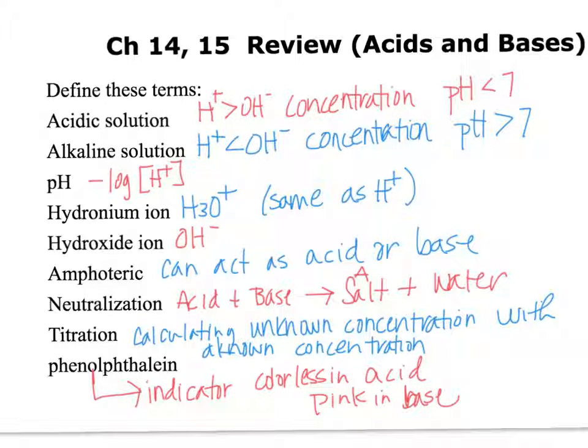calculate the other concentration. And then the last definition on the review was phenolphthalein, and that is an indicator. If it's in the presence of an acid, it is colorless, and if it's in the presence of a base, it is pink. Remember, it does matter what indicators you use when you're using a titration, because you need to target the pH range of your actual reaction.